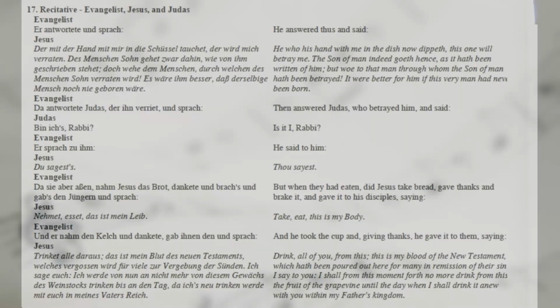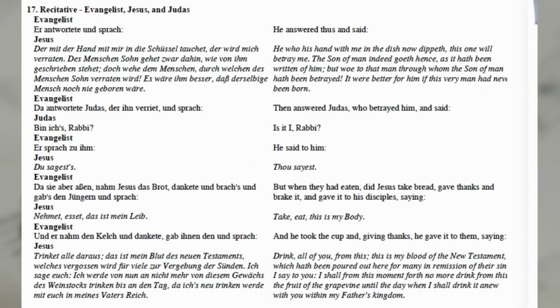So let's talk a little bit about what's happening here. This recitative is at the table where the Last Supper is taking place, and Jesus is talking about what is about to happen after the Last Supper, which is that he's going to be betrayed. "Woe to the man through whom the Son of Man hath been betrayed. Better for him if this very man had not been born."